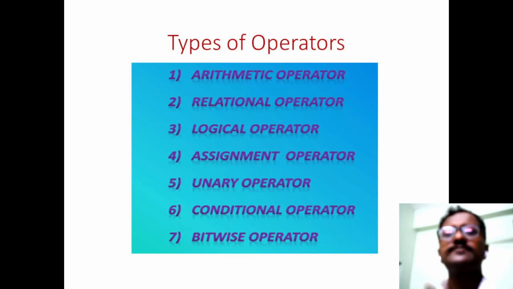These are the types of operators we are going to use in upcoming slides for C programming: arithmetic operator, relational operator, logical operator, assignment operator, unary operator, conditional operator, and bitwise operator. These are the seven types of operators we are going to see in the C language in upcoming slides.